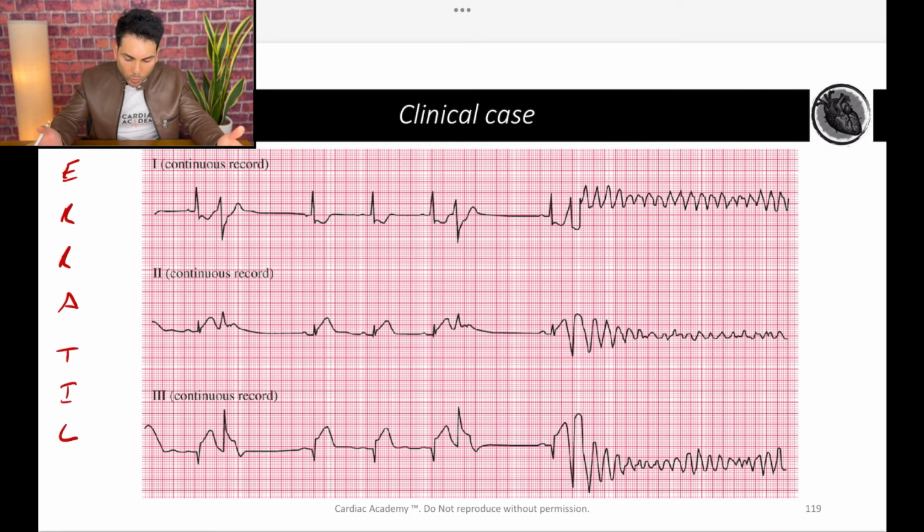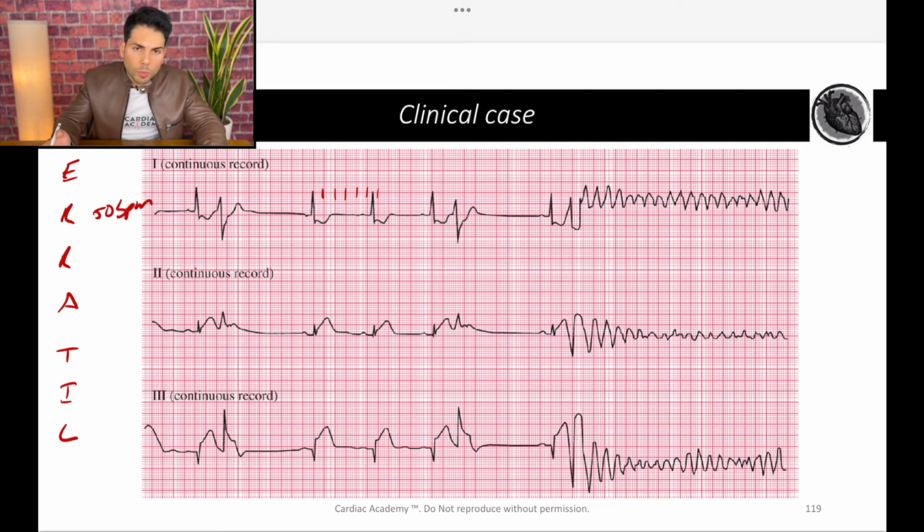Okay, so rate, we can see is pretty bradycardic. We can try to calculate here. It's probably going to be easier, although we have some PVCs, it might be slightly inaccurate, but we can say 300, 150, 100, 75, 65, 55, so in between 65 and 55 beats per minute. So let's call it 50.